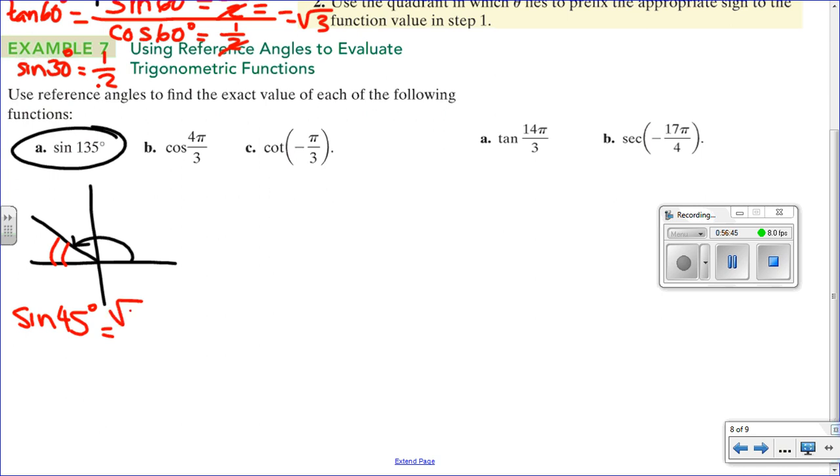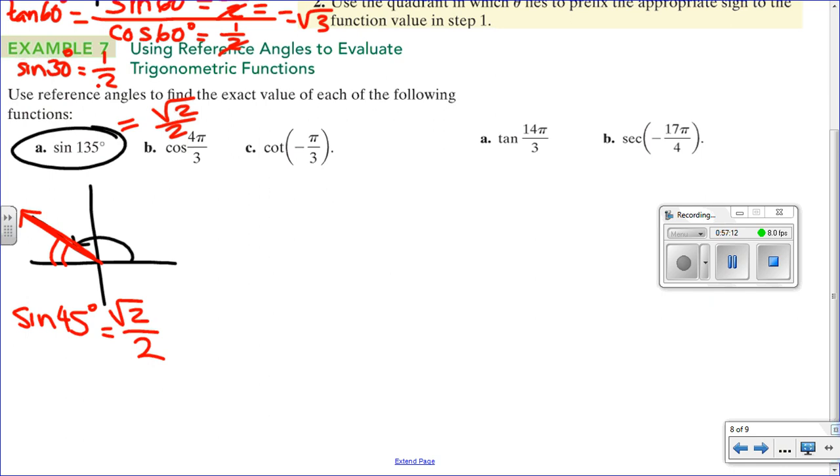And square root of 2 over 2 for cosine of 45. So what will be the one for this one? What is the sine of 135? Square root of 2 over 2. Should we keep it positive or negative? Positive, because the terminal side is in quadrant 2 and the y's are positive here.